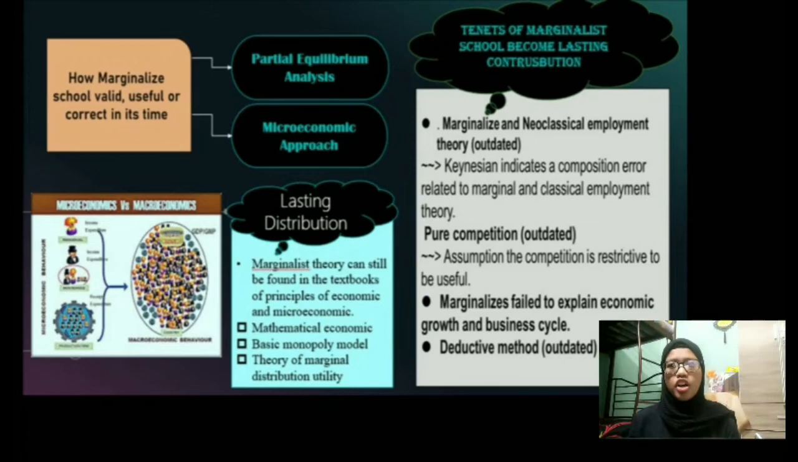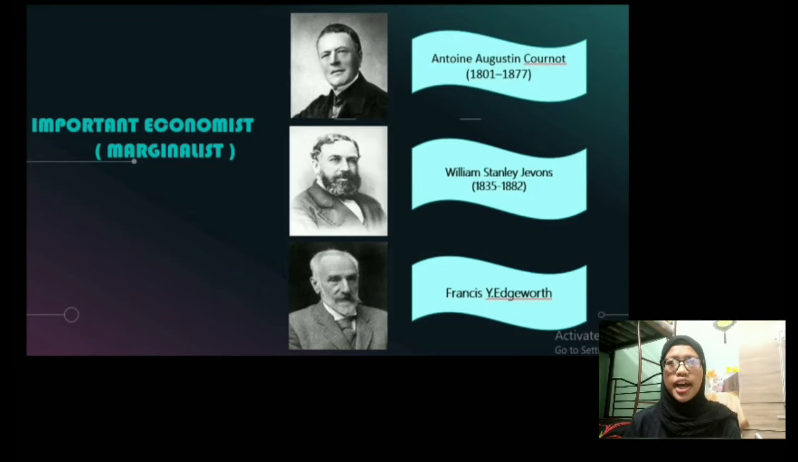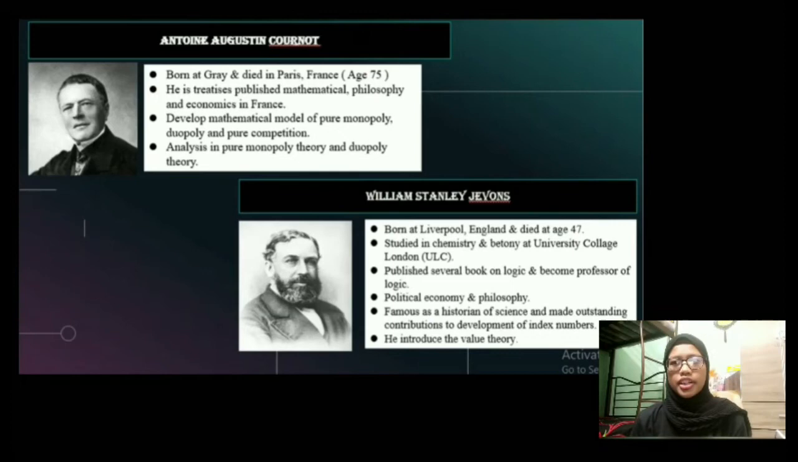Okay, these are the three important economists or marginalists we need to know: Antoine Augustin Cournot, William Stanley Jevons, and Francis Y. Edgeworth. Okay, now we go through our economists one by one. The first is Antoine Augustin Cournot.